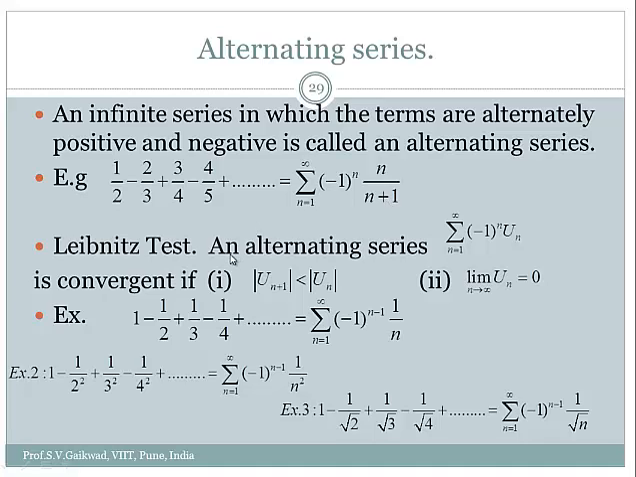To test the convergence of an alternating series, we will apply the Leibniz test. The test says that the series is convergent if modulus of un plus 1 is less than mod un, and the limit of un is 0 as n tends to infinity. The meaning is obvious here: irrespective of the sign, the terms should go on decreasing. Mod un plus 1 less than mod un, and limit of un equal to 0. If both the conditions are satisfied, the series will be convergent. Otherwise, the series is divergent.